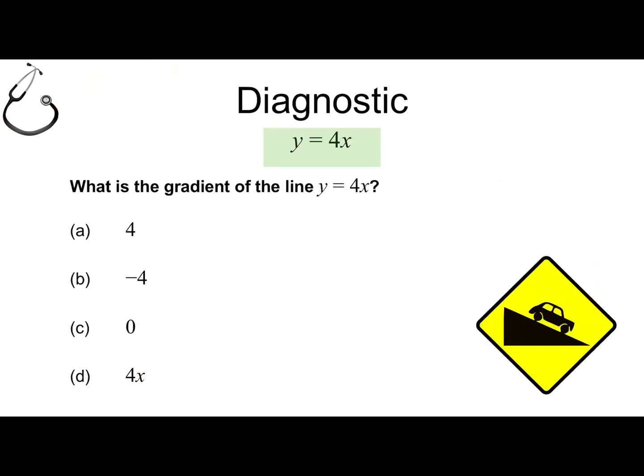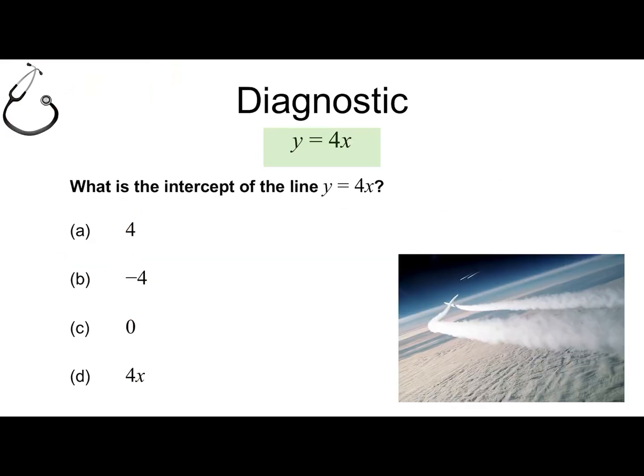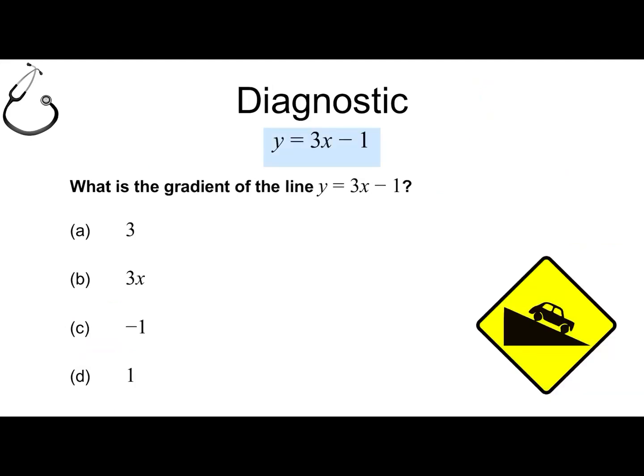Okay? So have a little look at this one. What is the gradient of the line y equals 4x? Okay, it's 4. What is the y-intercept of the line y equals 4x? It's 0. Okay, there's no plus c there, so it's just 0. So we know this line will look like this. Okay, it's steep and it cuts through the point (0, 0).